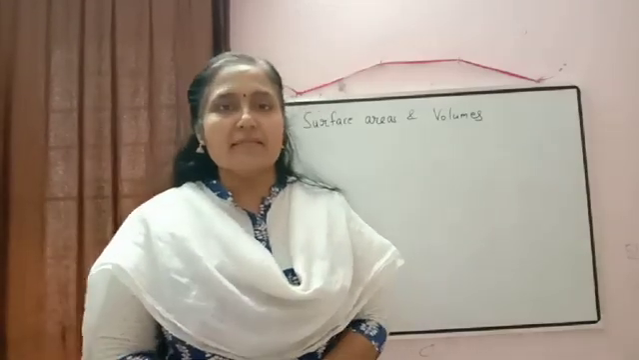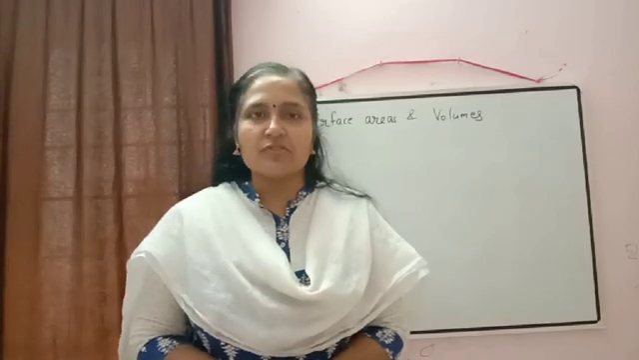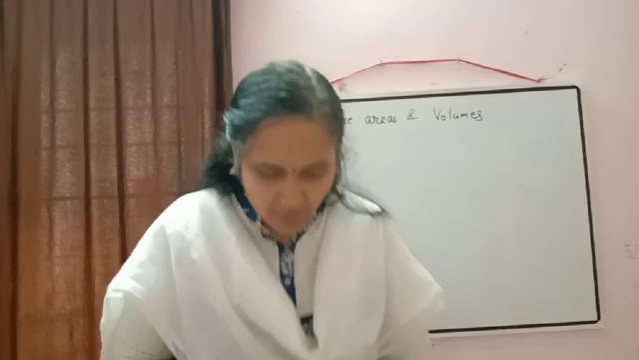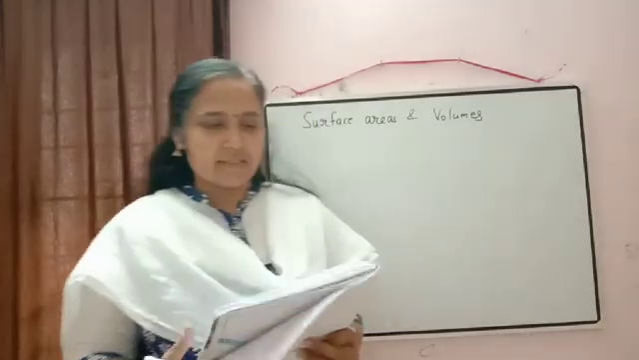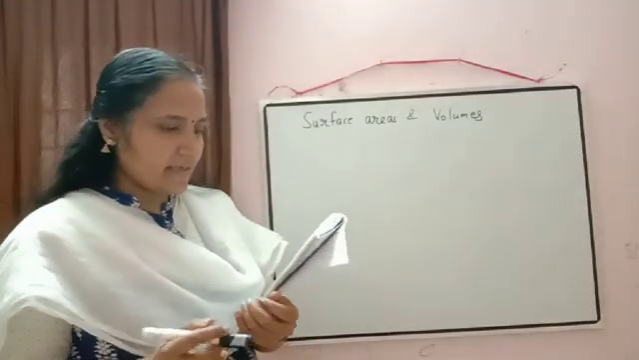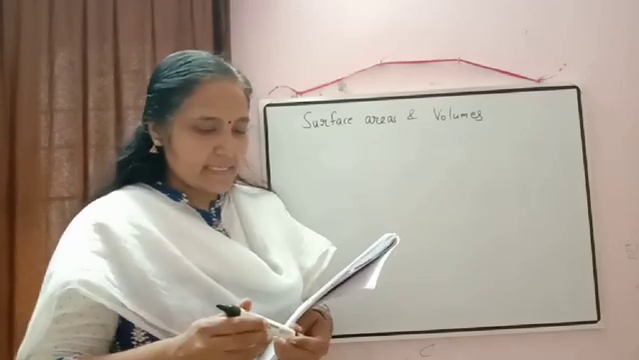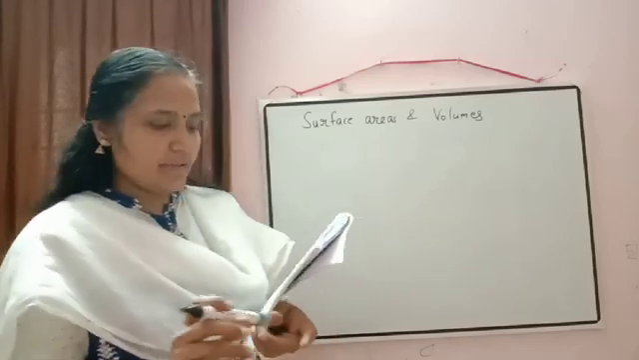In the previous class, we discussed some questions based on volumes. Today also we'll continue with some more questions. So the first question is written: a sphere of diameter 6 centimeter is dropped in a right circular cylindrical vessel partly filled with water.